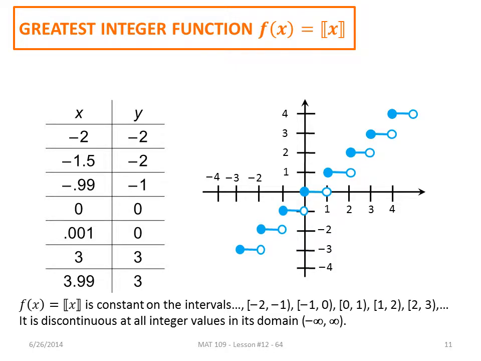The domain of this function is -infinity to infinity. No matter what value of x I substitute into the function, I can calculate an f. But the output will always be only an integer. The output will either be -3, -2, -1, 0, 1, 2, etc. It will never be a mixed number or a fraction.